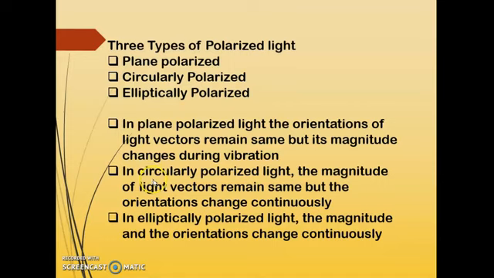Now come to the second one. That's very interesting. In circularly polarized light, the magnitude of the light vectors remains the same, but what changes? The orientation changes continuously. And the last one, in elliptically polarized light, not only the magnitude, but also the orientation changes continuously. So let us see the representations of circularly and elliptically polarized light.